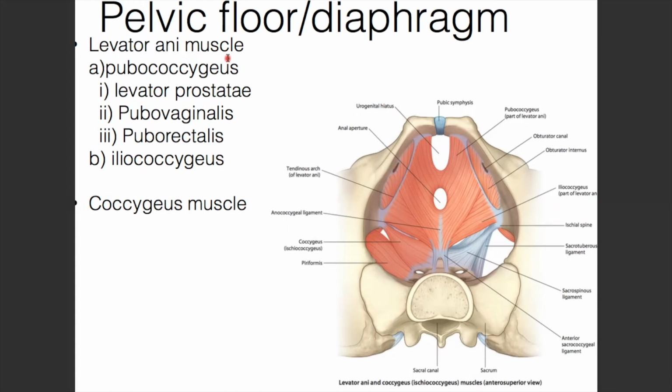Okay, so the first one we have is the levator ani muscle. Well, levator ani is divided into two. It's divided into pubococcygeus and iliococcygeus. Okay, so the pubococcygeus is the big one here. This is the pubococcygeus, while the iliococcygeus is just this part here. I'll draw them again with a better color just to make them more clear.